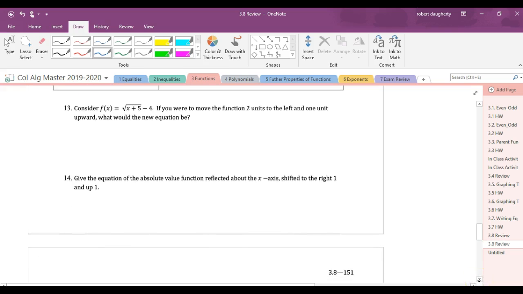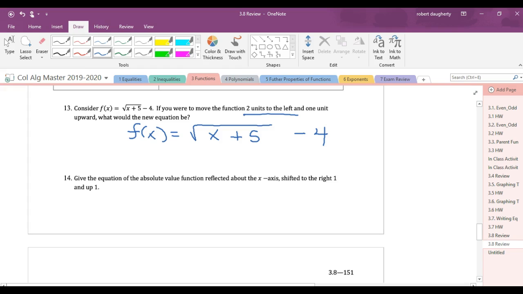Now I give you an equation and ask you some things about it. I've got f of x equal the square root of x plus 5 minus 4. What would happen if I were to move this function 2 units to the left?